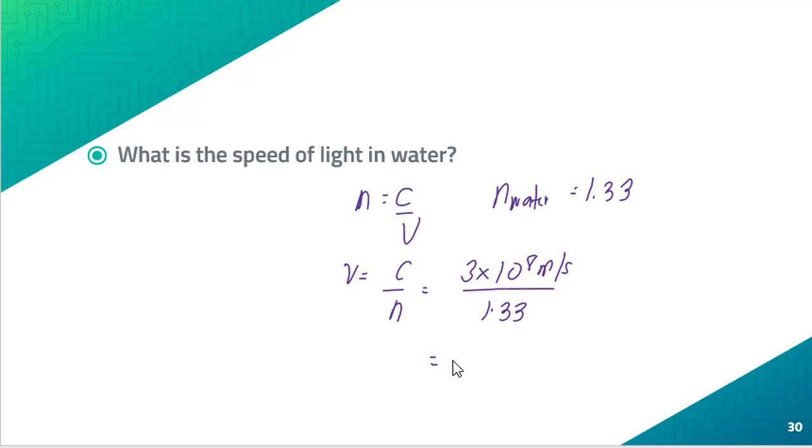So we will have an answer equal to 2.26 times 10 to the 8 meters per second. So that is the velocity of light in water. Okay, let's now have the next problem.